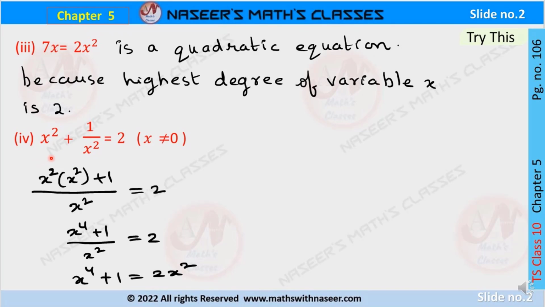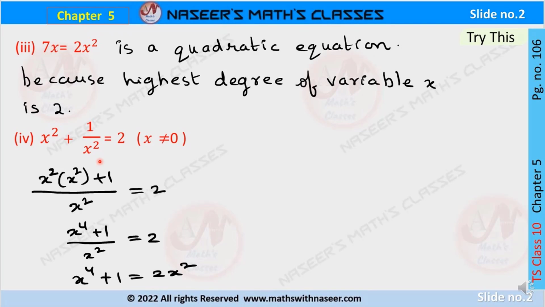Next, fourth one given, x square plus 1 by x square is equal to 2, here condition is given that x is not equal to 0. If x is equal to 0, 1 by 0 is not defined. So that's why the condition x not equal to 0 is given. So it is not in the standard form.